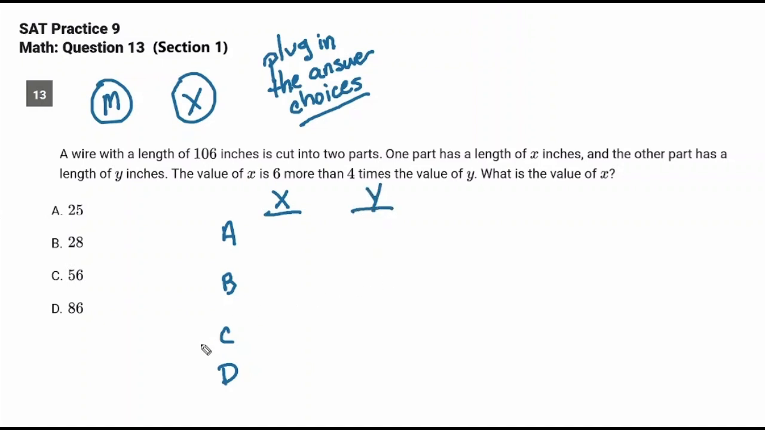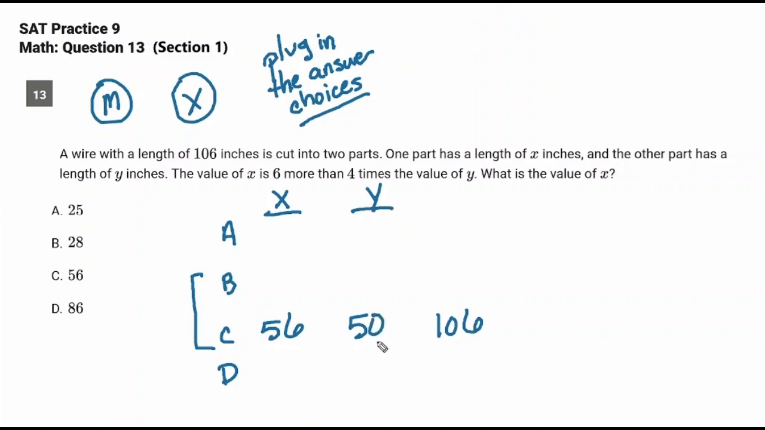Where should you start? You should start in the middle, because if you start in the middle, you can see if you're too big or too small a lot of the time. I'm going to start with 56. So if X is 56, what's Y have to be? Well, when I add up X and Y, I'm supposed to get 106, right? 106 minus 56 is 50. So Y would have to be 50.